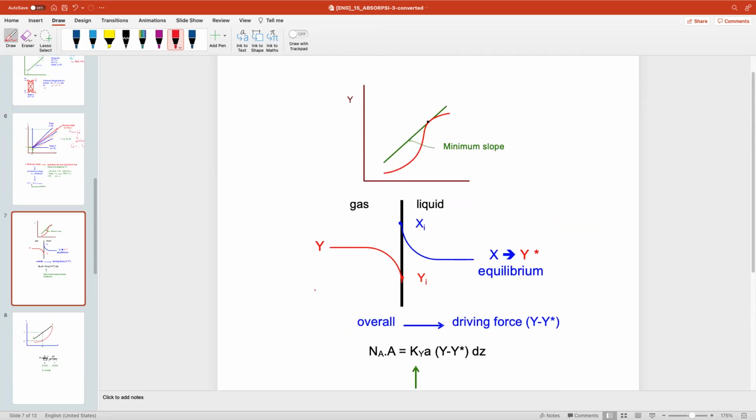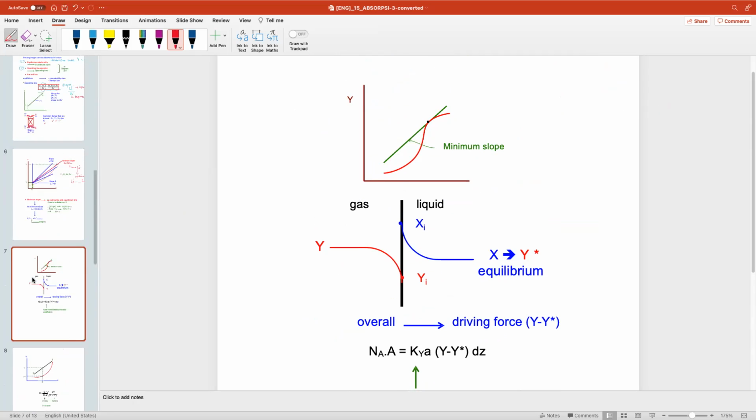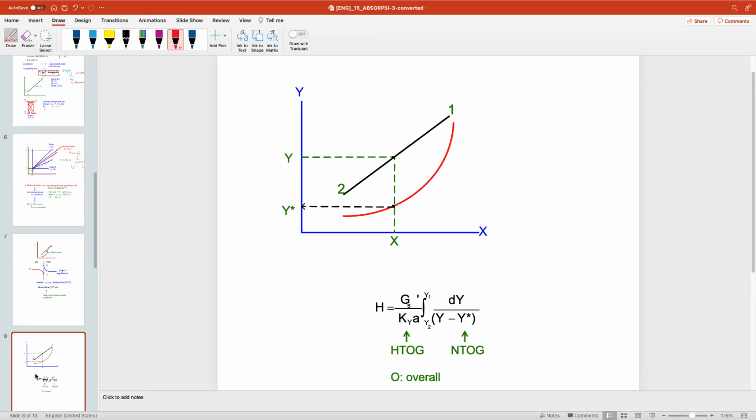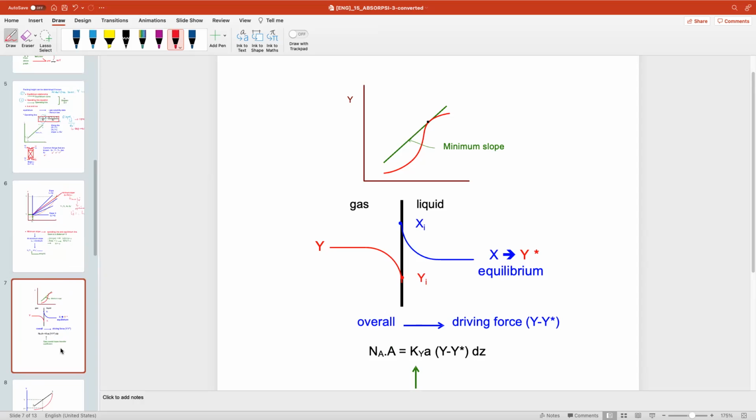Another one: if the equilibrium curve looks like this, again the slope of the operating line that makes it minimum is the one that touches the curve, similar to the distillation column. Okay, and that is the thing. The time is just 10 more minutes, so we can continue tomorrow.